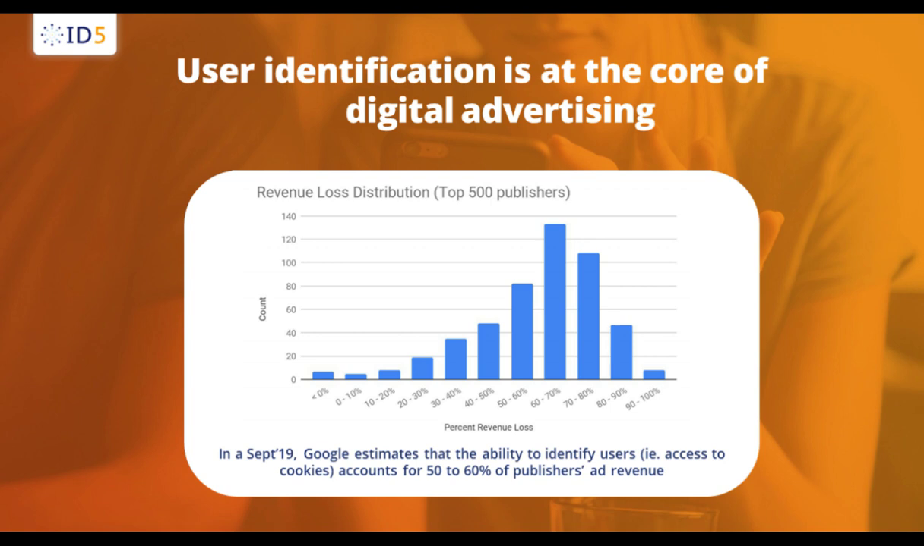There's different ways to measure how important that is. One of those ways is to look at the Google study. Google estimated that about half, between 50 and 60% of the value that publishers derive from digital advertising is related to their ability to identify users individually, or said in other words, to use cookies.